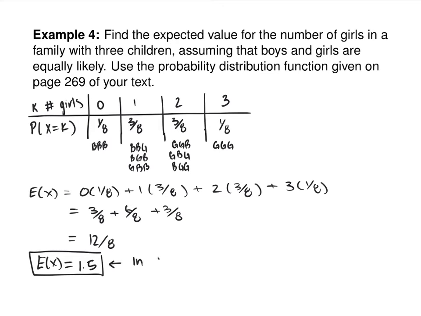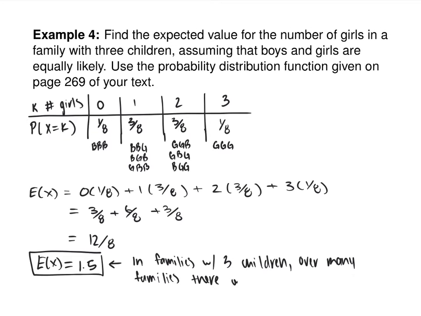So that means in families of 3, or with 3 children, over many families, kind of like the long run, there will be 1.5 girls out of every 3.